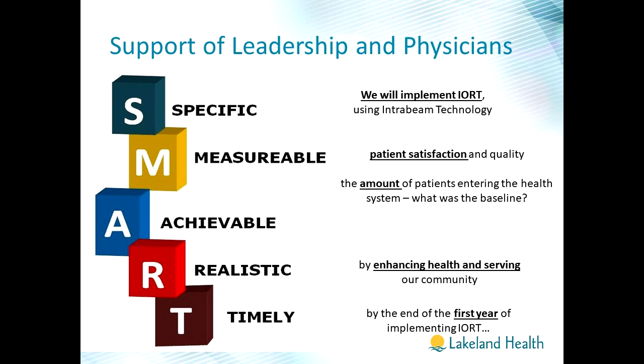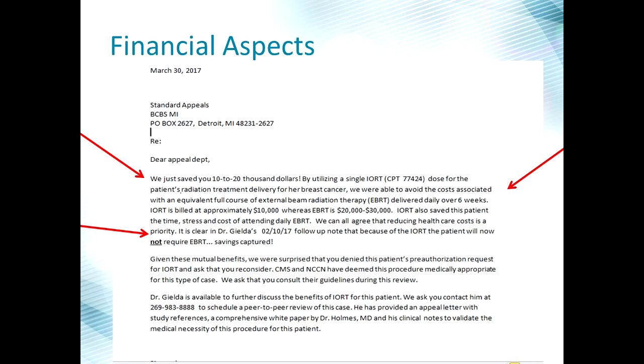And then realistic, so by enhancing health and serving our community, again, tying in what your mission is. What is your mission in terms of the care that you're trying to deliver to the patients within your community? And then lastly, by the end of the first year of implementing IORT, tying in, again, some sort of timeline metric goal. So for us, we set a goal that within 6 months, we would have done at least 25 patients on registry or on trial, and that we would continue to move the needle in terms of metrics for establishing a neuro and GI program. So again, we're in the midst of that within that first year.